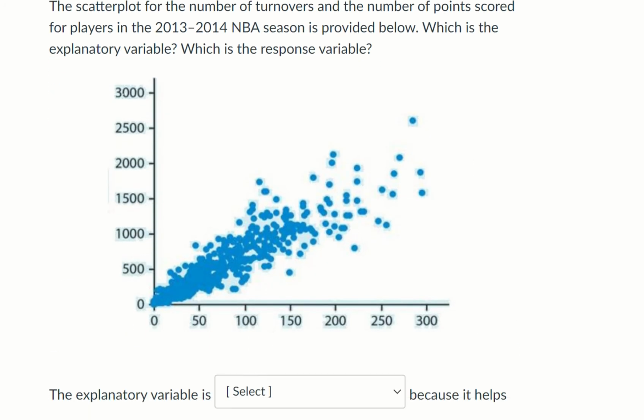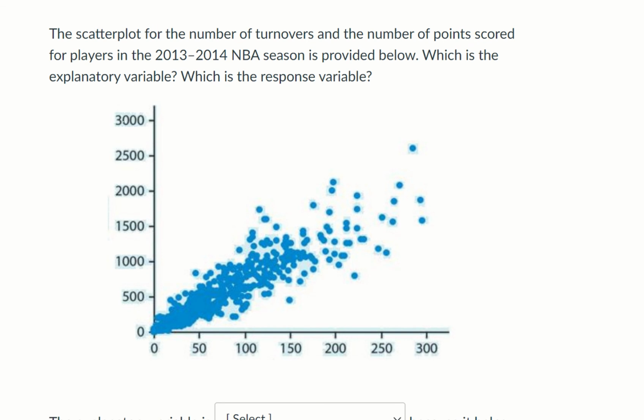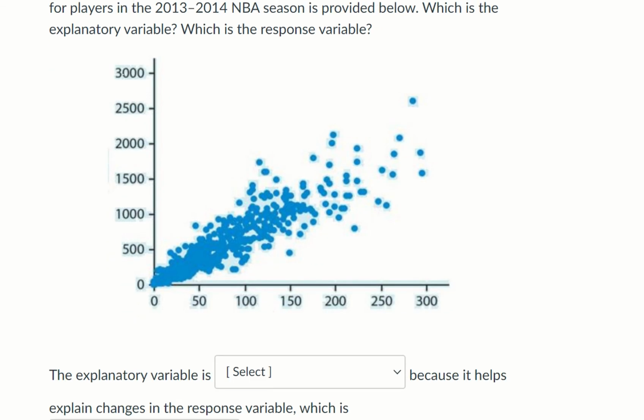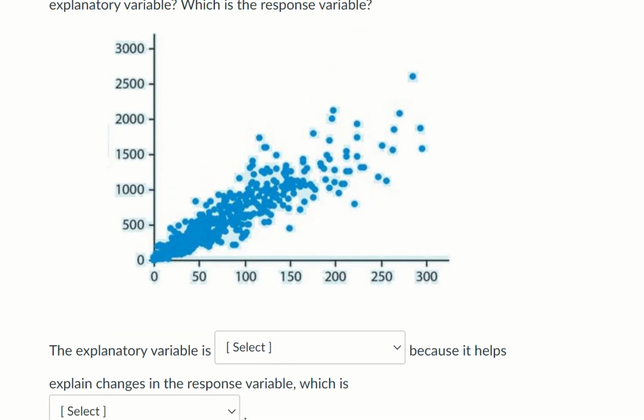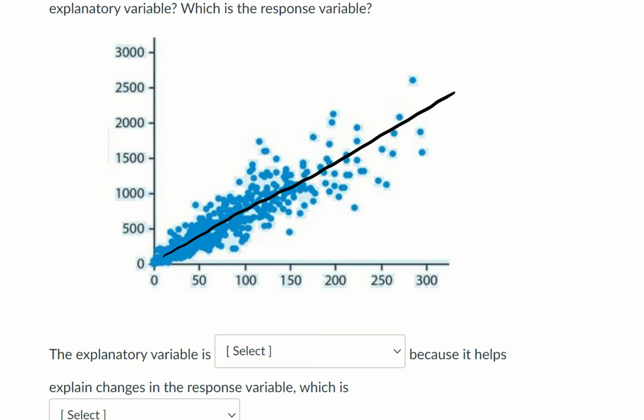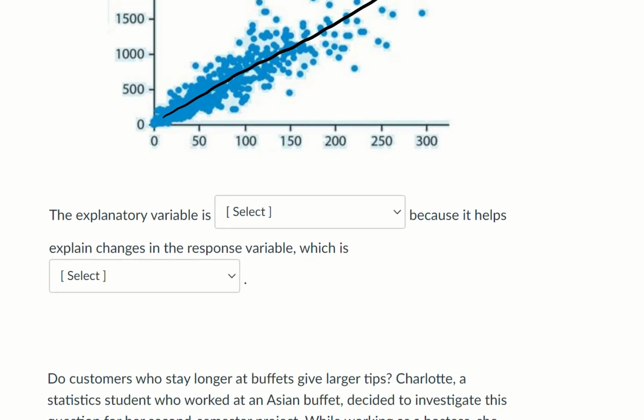All right, so the scatter plot for the number of turnovers and the number of points scored for players in the 2013-2014 NBA season is provided below. Which is the explanatory variable? Which is the response variable? So we did this one earlier. We looked at it. It looks pretty good. It's a good, strong relationship.